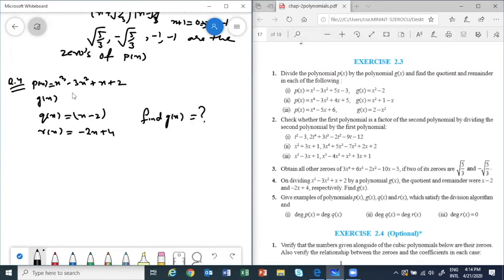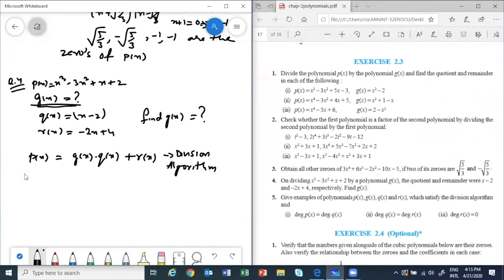We are not given this g(x). Okay, so they may change the question. Like here g(x) is not given. In the exam they may not give you q(x) or r(x), any one of them. Anyways, the way we do it will be the same. What is it? We have p(x) by the division algorithm. p(x) is equal to g(x) into q(x) plus r(x). Okay, this is the division algorithm, right? We did it in the last class.